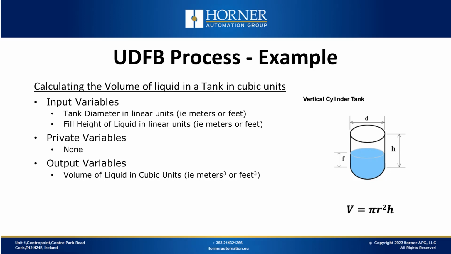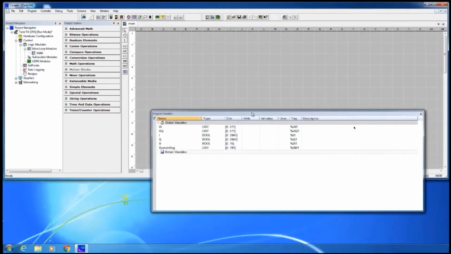To accomplish this, our function block needs to take into account the formula that volume equals pi times the radius of the tank squared times the height of the liquid. Now we'll look at how we create this user-defined function block. So now we're in Cscape, and we're going to look at how we're going to define this particular liquid volume user-defined function block. Before you start, make sure you have tag-based advanced logic selected when creating a program.